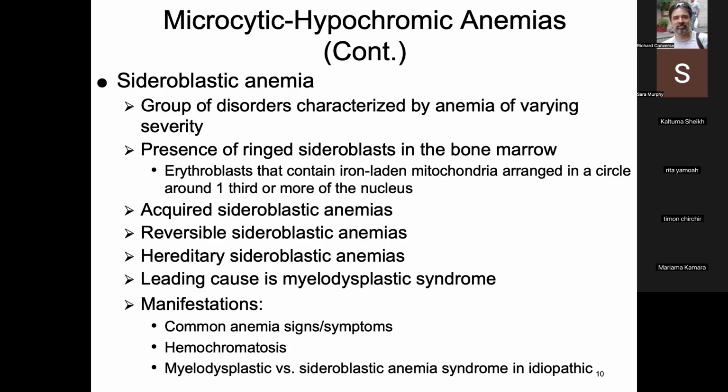Hemochromatosis is just too much iron in the blood. Okay. And believe it or not, the fix for that is to remove the iron, which is to bleed you. Okay.